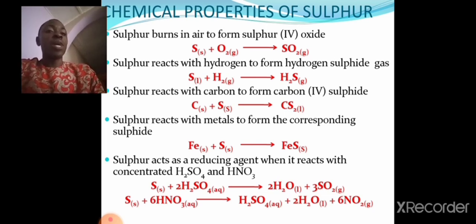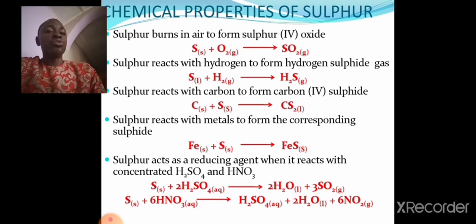Sulfur reacts with carbon to form carbon 4 sulfide. This reaction occurs in an electric furnace because carbon is in the solid state and sulfur also is in the solid state. Powdered forms of the reactant are mixed and then introduced into an electric furnace. The electric furnace does the heating to form vapors of carbon 4 sulfide. Carbon 4 sulfide, by the way, is very poisonous and inflammable.